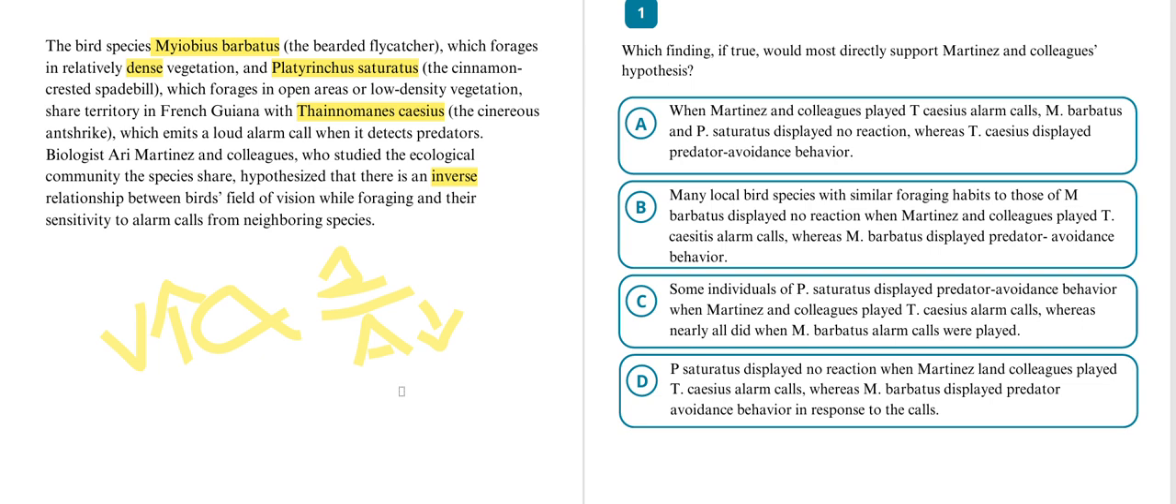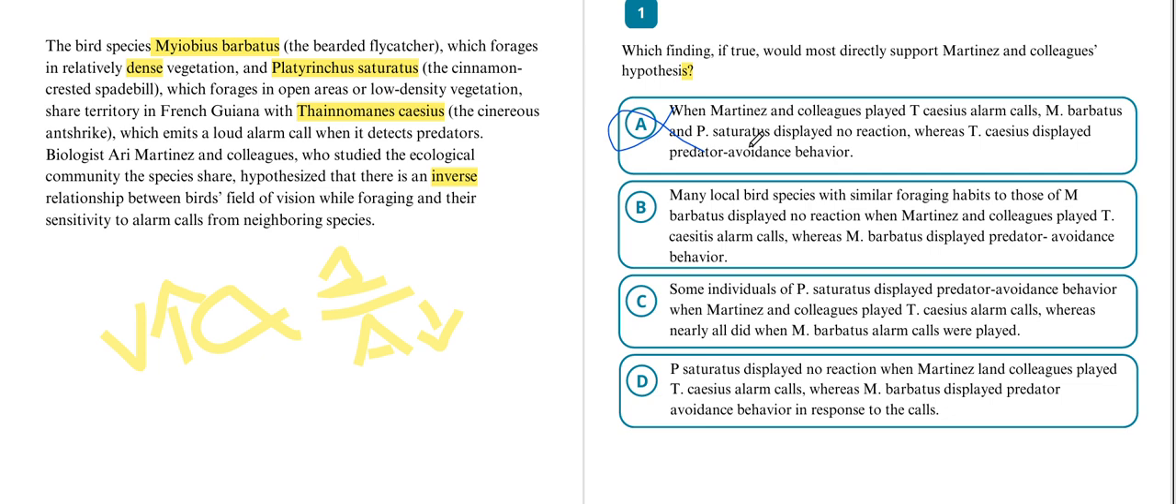Without any delay I will go to the answer choices. Option A says that when Martinez and colleagues played T. cassius alarm calls, M. barbatus and P. saturatus displayed no reaction, whereas T. cassius displayed predator avoidance behavior. This is totally wrong, because M. barbatus and P. saturatus displaying no reaction does not match our conclusion.